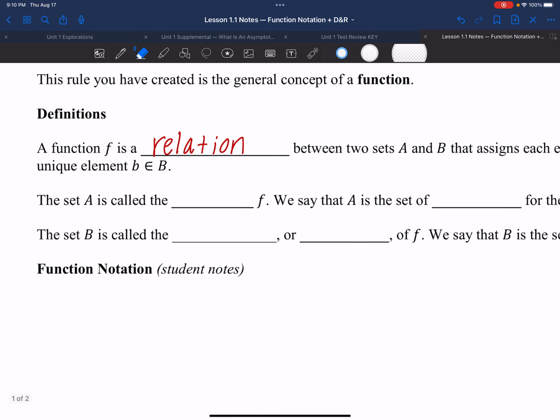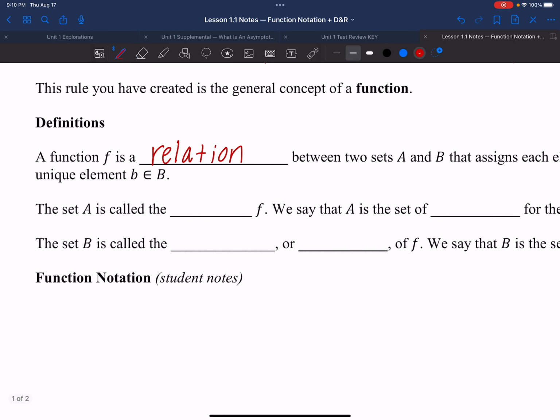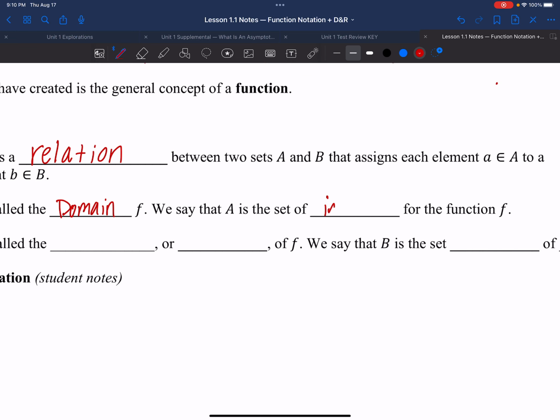So that first set, A, we call that the domain of f. You've heard that word before, right? The domain is the set of inputs. That should sound familiar from Algebra 1, I hope. If not, no worries. We're reviewing, right? We say that A is the set of inputs for the function f.